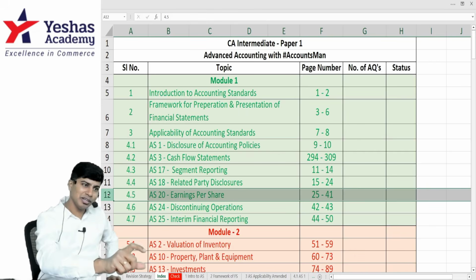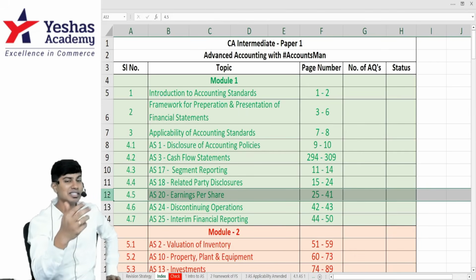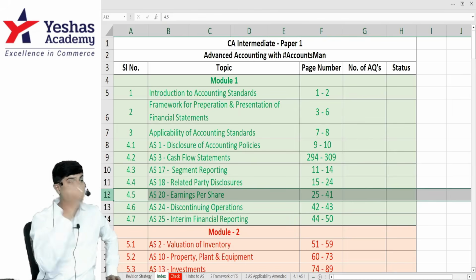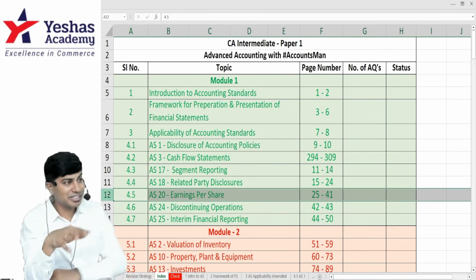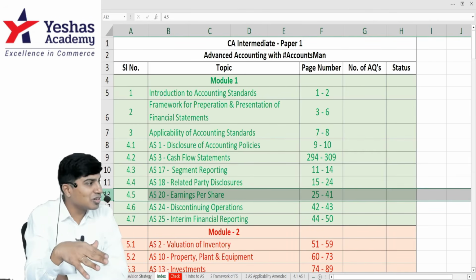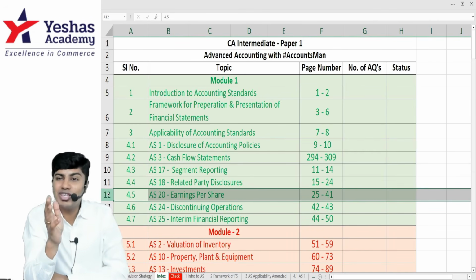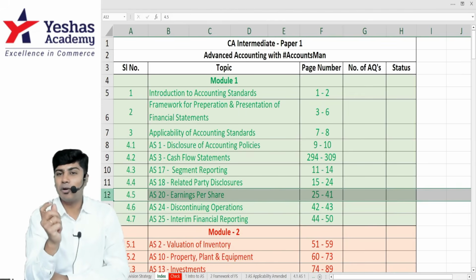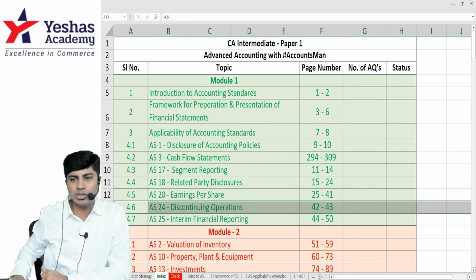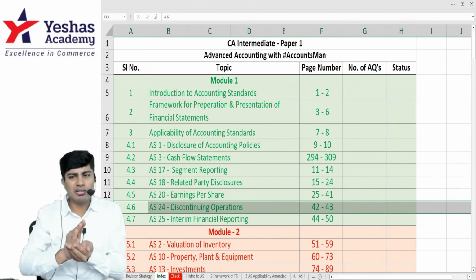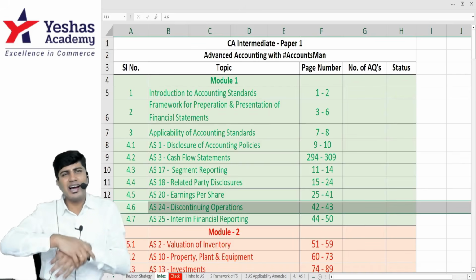Some shareholders paid money, some shareholders did not pay money, some shareholders paid extra money, some debentures were converted to equity shares, some bonus shares were given, some right shares were given, some employees were given stock options. In all of these cases, how do we compute the profit that belongs to each shareholder will be computed in AS20.